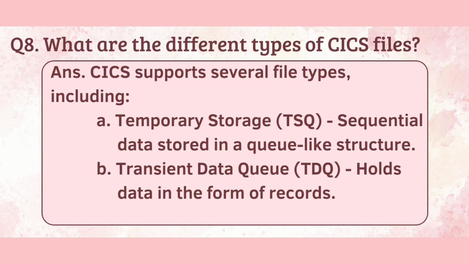Moving to question number 8. What are the different types of CICS files? The answer is, CICS supports several file types, including temporary storage, that is TSQ, sequential data stored in a queue-like structure. Next is transient data queue, that is TDQ. It holds data in the form of records.